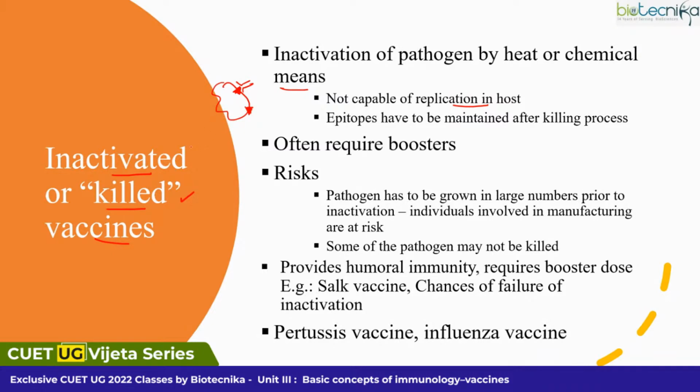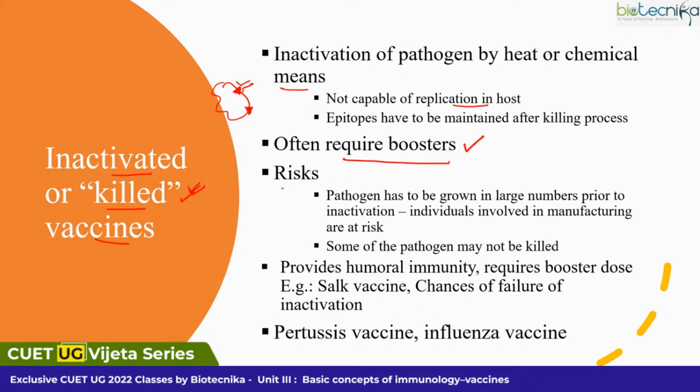Now this type of vaccination will require boosters. Why? Because the pathogen is killed, so it cannot keep on generating the memory cells. Because the pathogen is killed, the effector response gets activated, but the memory response is not getting activated. So that is why often boosters are required.